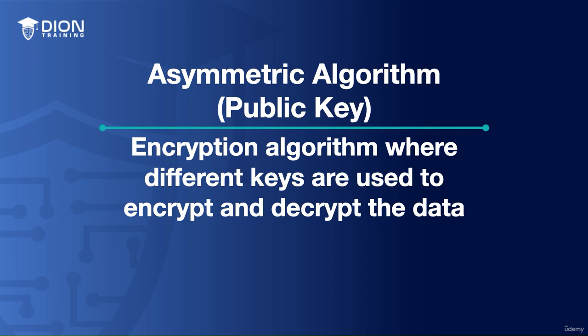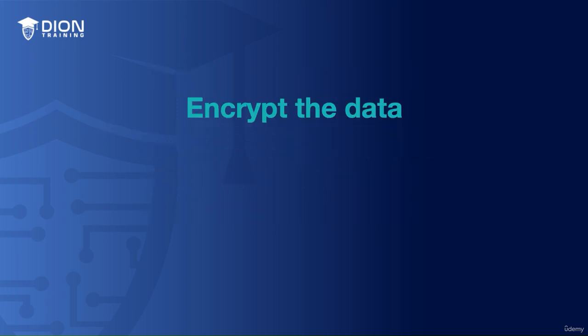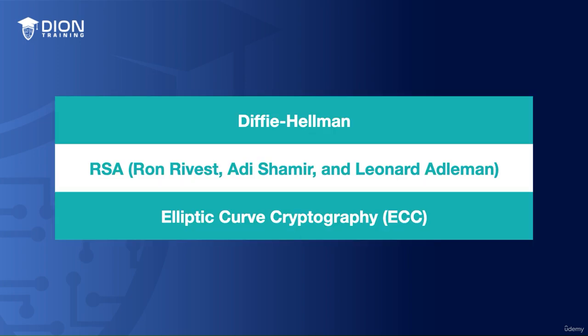And for this reason, we often refer to this as public key cryptography. Now, with asymmetric algorithms, we are going to use 2 separate keys. One key is going to be used to encrypt the data, and another key is going to be used to decrypt the data. Now, the most commonly used forms of asymmetric algorithms are going to be things like the Diffie-Hellman algorithm, RSA, and the elliptic curve cryptography known as ECC.